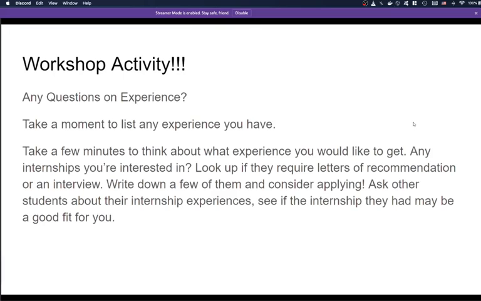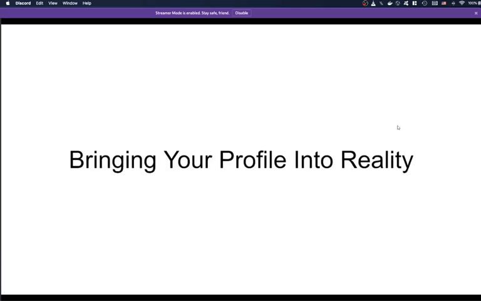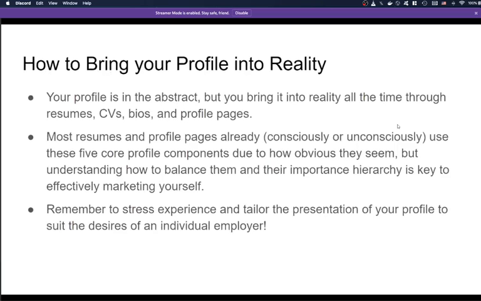No other questions? Okay. So let's talk about bringing your profile into reality. I hope you've been following along, writing down all of your stuff. So your profile is the abstract space of all of your accomplishments and achievements, but you bring it all into reality all the time through your resume, CVs, bios, and profile pages.